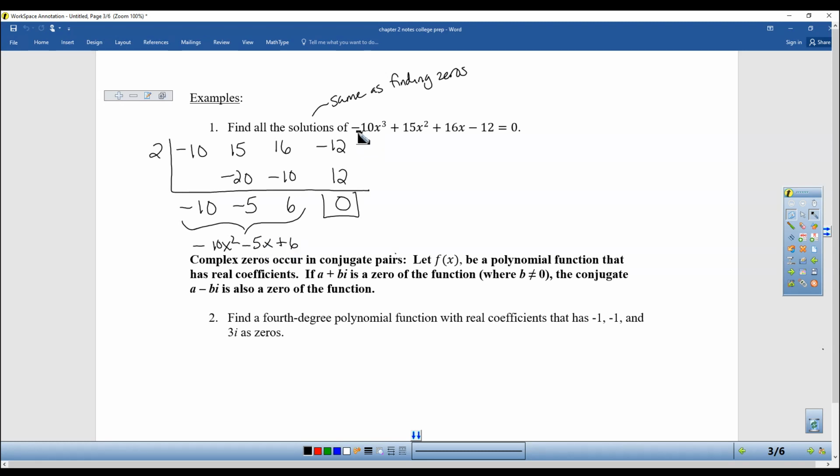So I literally am going to take this, and I've factored it to x minus 2, that's the one I found on my calculator, times negative 10x squared minus 5x plus 6. So then you should try and factor it, which I'm just going to tell you right now, we can't factor it. So what is your alternative? Your alternative is always the quadratic formula. If you can't factor, use the quadratic formula.